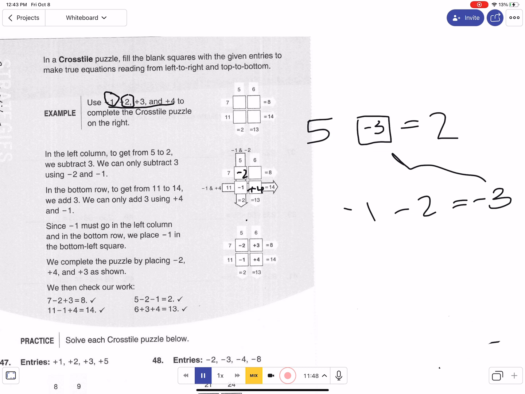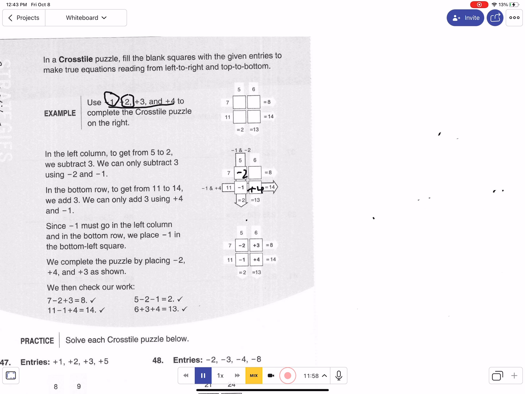I'm going to erase this a bit so we have some more space. Since 1 must go into the left column right there, we already did all of our 3. We already filled in those in our columns, in our boxes, right? So plus 3 is the only one left. So plus 3 has to go here. Now let's make sure, let's check everything.